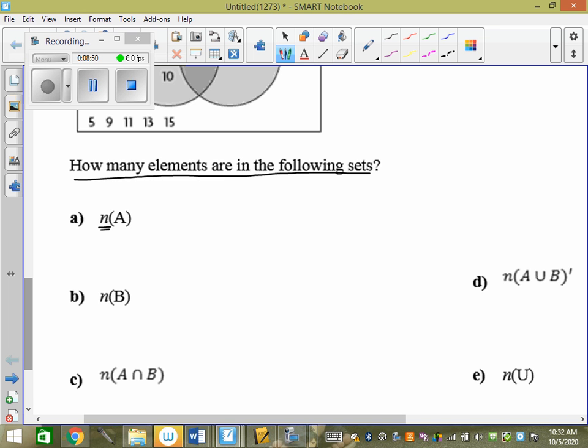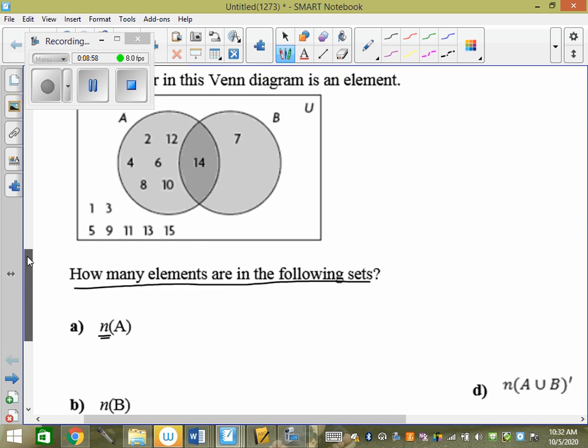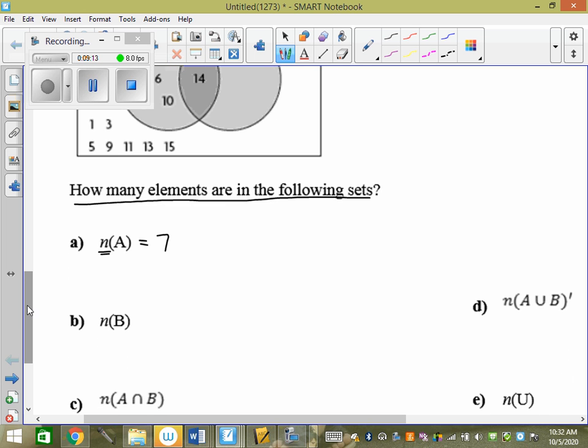So do I need the squiggly brackets? No, the squiggly brackets are what you use when I say set A equals. And then you'd say set A equals 2, 4, 6, 8, 10, 12, 14, right? In the squiggly brackets. But did I ask for set A? I said the number of elements in A. So how many is there? Okay, now I want you to do elements in B. Don't shout it out. You just write it down.